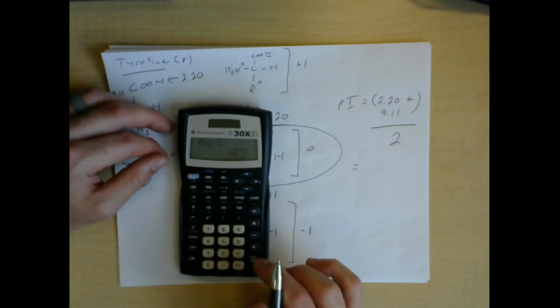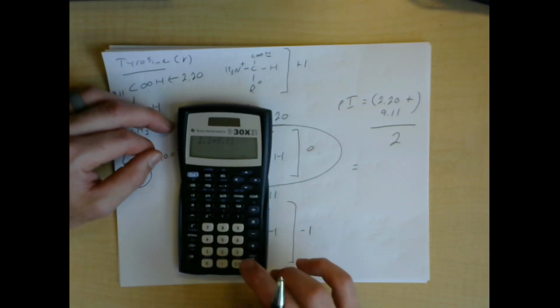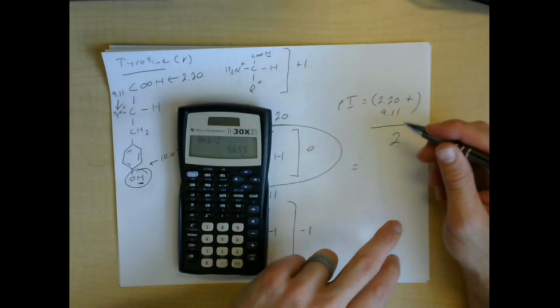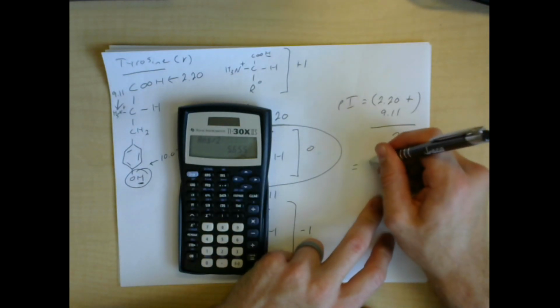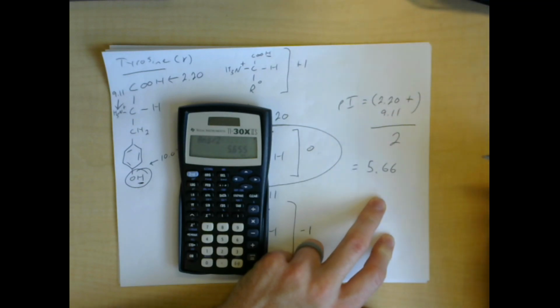Let's see what that comes out to. 2.2, 9.11 divided by 2. So my value here is 5.66.